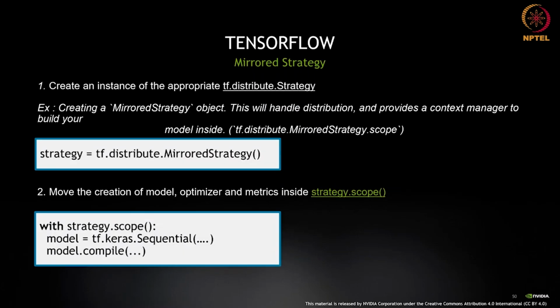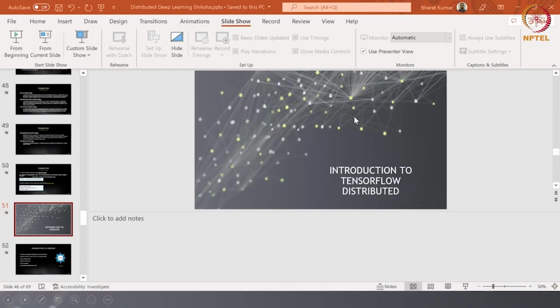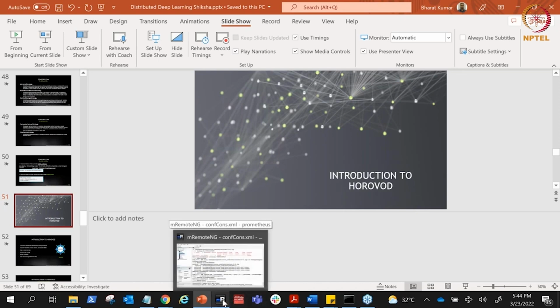If you were to use TensorFlow mirrored strategy, you would use tf.distribute.MirroredStrategy, and then its scope. Model creation happens within the scope of that strategy. So you can see here, you say with strategy.scope, and inside that you define your model. The model is defined inside the scope of the strategy that you have defined. So that's how it works in TensorFlow.